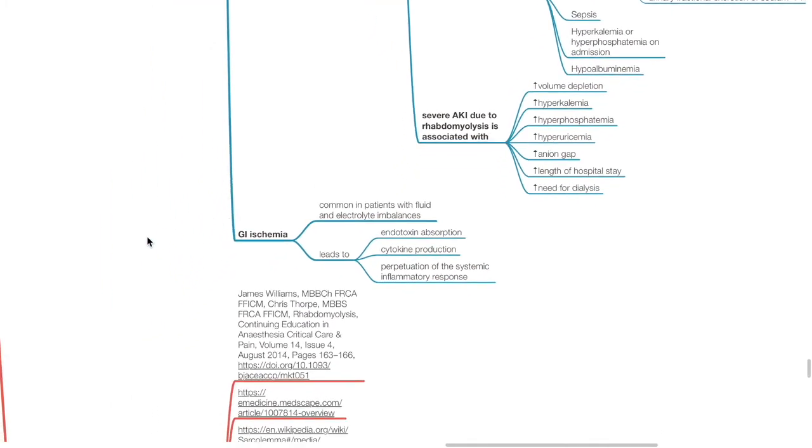Gastrointestinal ischemia is common in patients with fluid and electrolyte imbalances. This can lead to endotoxin absorption, cytokine production, and perpetuation of the systemic inflammatory response.